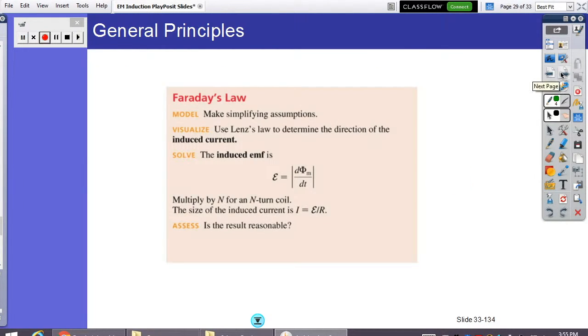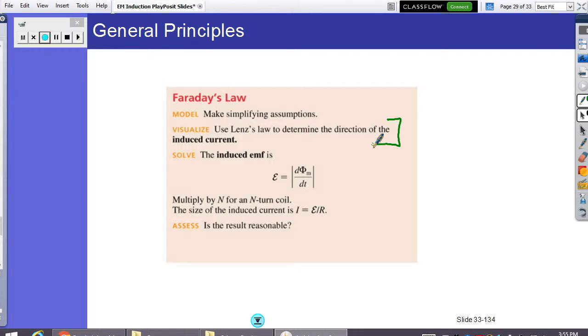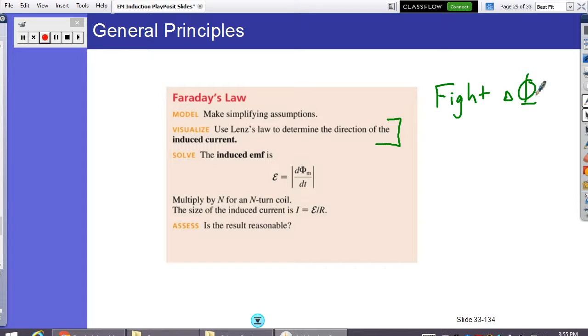All right, with that in mind, I just want to conclude with this idea of electromagnetic induction, that we can use Lenz's law to determine the direction of the induced current. And that direction is always going to be to fight our change in flux. So if our flux is increasing, we're going to get a current that's going to try to decrease it. If our flux is decreasing, we're going to get an induced current, induced field that's going to try to increase our flux again. And the magnitude of that induced voltage, that induced EMF, is exactly equal to the derivative of flux.